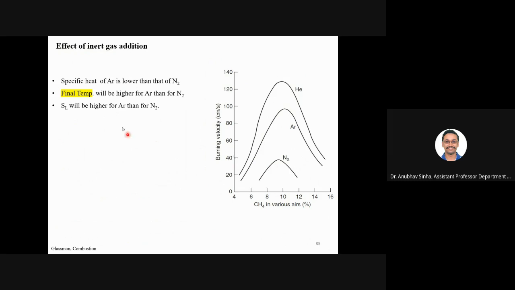Now we know that the specific heat of air is lower than that of N2. So it will absorb lower heat than N2. That is why if you are burning in air as compared to burning in argon, you will have a higher temperature.